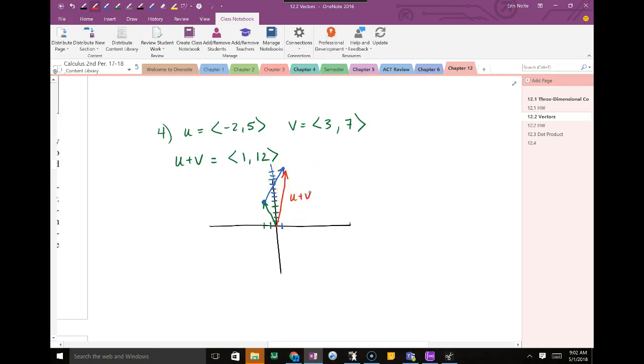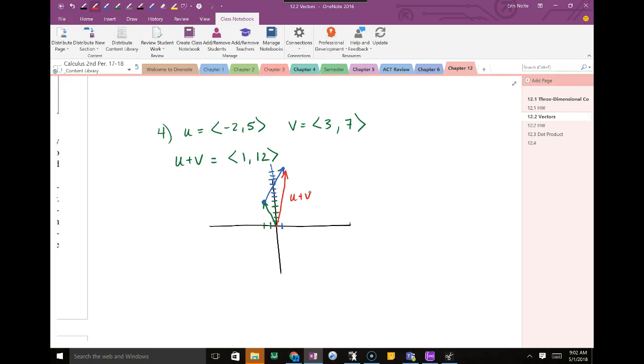So check this out, you guys. If I was going to do 1, 12 and draw it from the origin, do you see how that is exactly the same as drawing it tip to tail? It went to the right 1 and up 12.